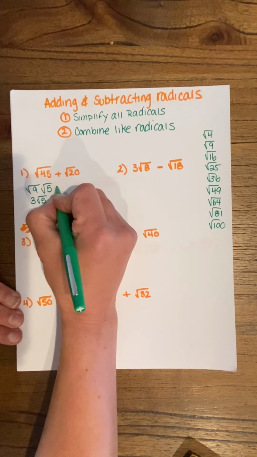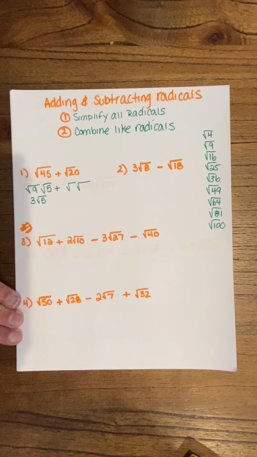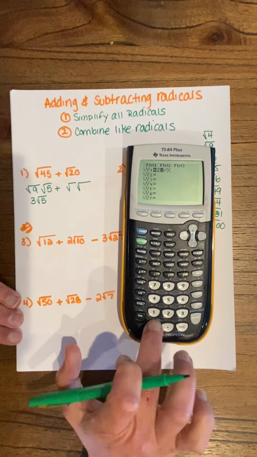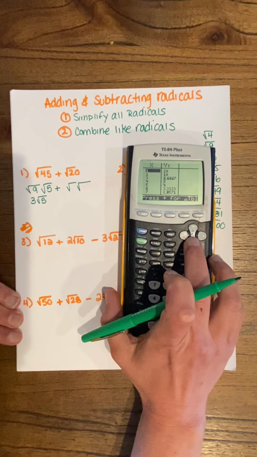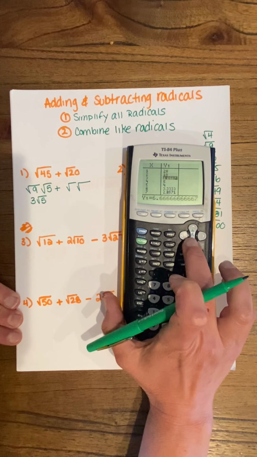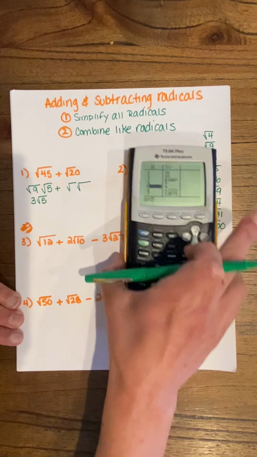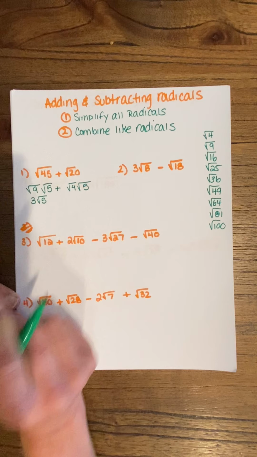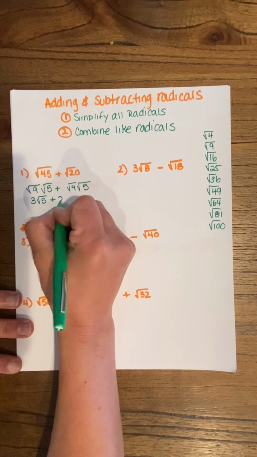Do the same thing with the 20. You want to break down 20 into two multiplications. Again, you could use your calculator one more time. You would do 20 divided by X, go to the table, and scroll down until you find a perfect square. It's right there. It's 4 and 5. I'm going to put the perfect square first and then the leftover second. The square root of 4 we simplify to be 2.